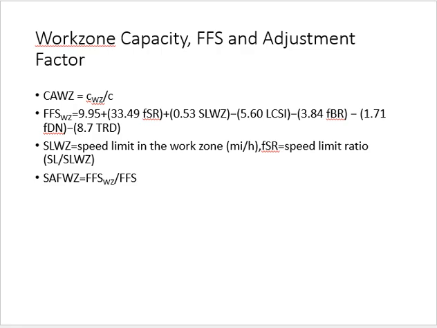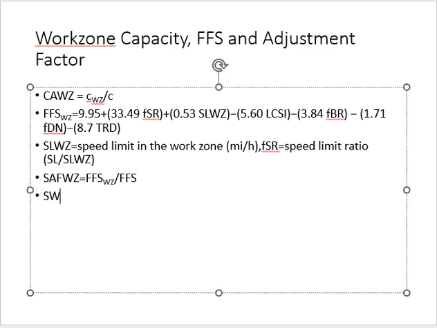Okay. Now the free flow speed of the work zone. Okay. First of all, I need the speed limit in the work zone. How much is given? The speed limit in the work zone. How much? It's written in the question. How much is it? 45. Okay. Speed limit in the work zone. Now we have it.